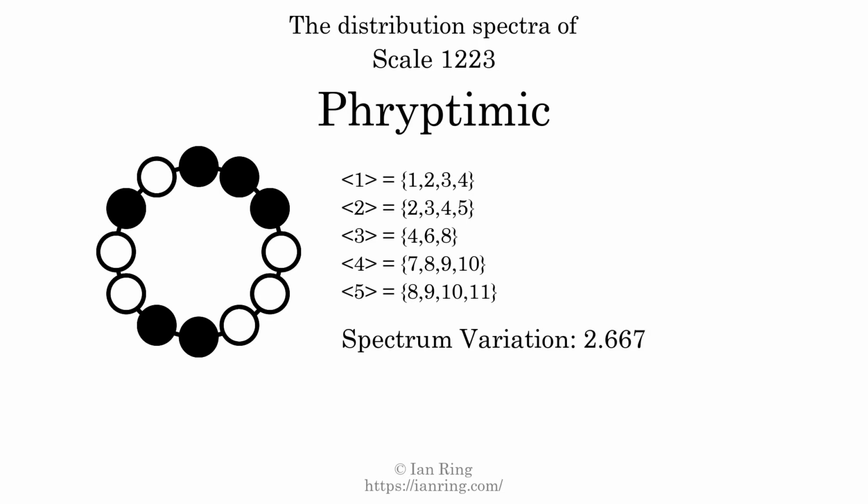The spectrum variation is the sum of all the widths, divided by the number of tones. The spectrum variation of this scale is 2.667.